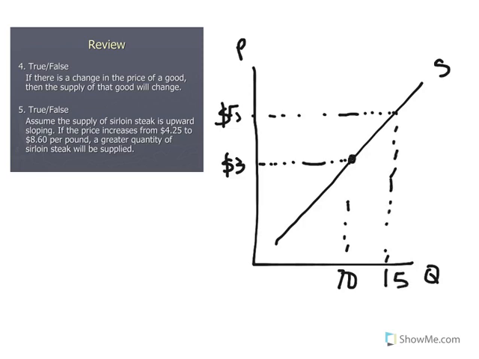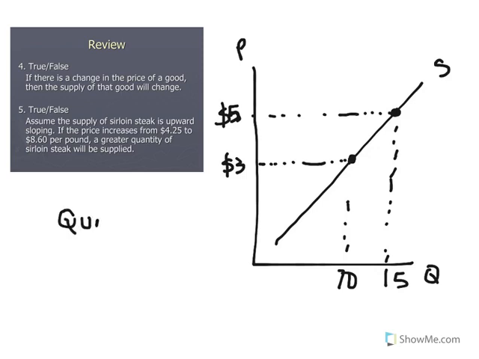So there's a price change. We've already learned that a price change always triggers a change in quantity supplied. We move up or down our curve, but the problem is saying if there's a change in the price of a good, then the supply of that good will change. Well, we know if there's a change in supply of that good, that means the entire curve is shifting because a determinant of supply has changed, and that's not what has happened here. In other words, if there's a change in the price of a good, what actually changed is the quantity supplied.